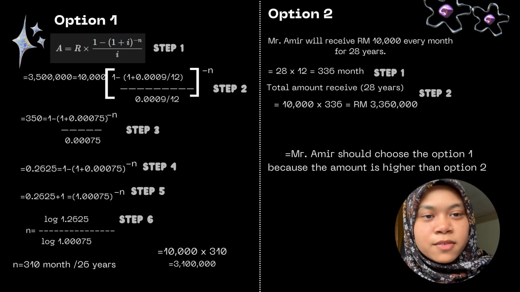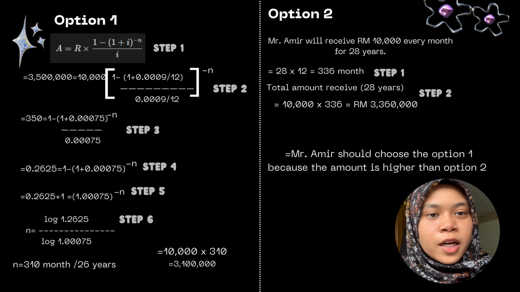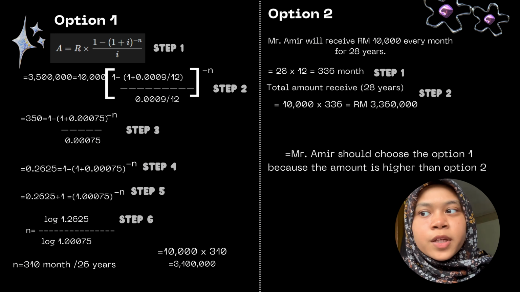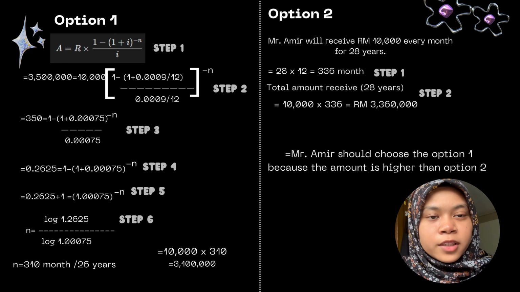So the total amount received for option 1 is 10,000 ringgit multiplied by 310 months. So we get 3,100,000 ringgit.